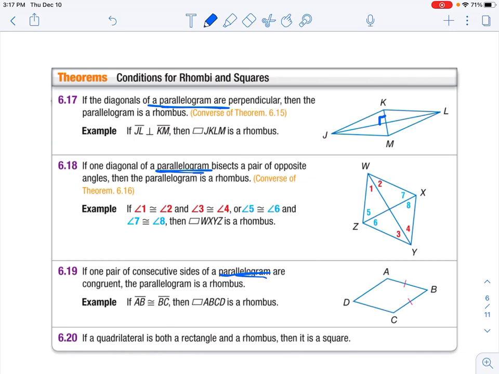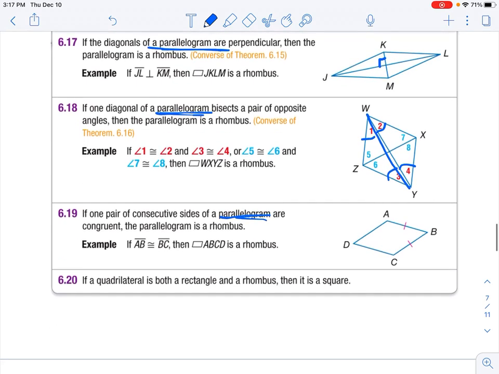If one diagonal of a parallelogram bisects a pair of opposite angles, then the parallelogram is a rhombus. So if we just have one diagonal, not two, and the diagonal is bisecting the opposite angles, we know that it is a rhombus. And if we have one pair of consecutive sides of a parallelogram, so if two sides that are touching each other right beside each other are congruent, then we know that this is also a rhombus. We don't need to know that all four are congruent. We can just know that two consecutive are.